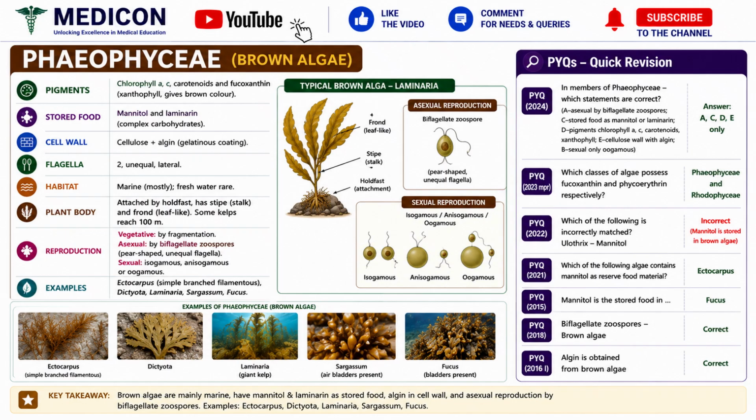and Laminaria, giant kelp, Sargassum, air bladders present in the Sargassum, and Fucus, these bladders are present. Key takeaways are: brown algae are mainly marine, have mannitol and laminarin as stored food, algin in cell wall, and asexual reproduction by biflagellate zoospores. And examples are Ectocarpus, Dictyota, Laminaria, Sargassum, and Fucus.